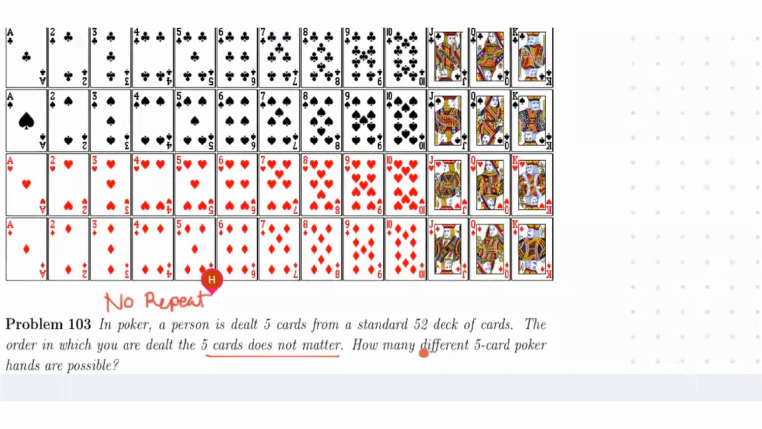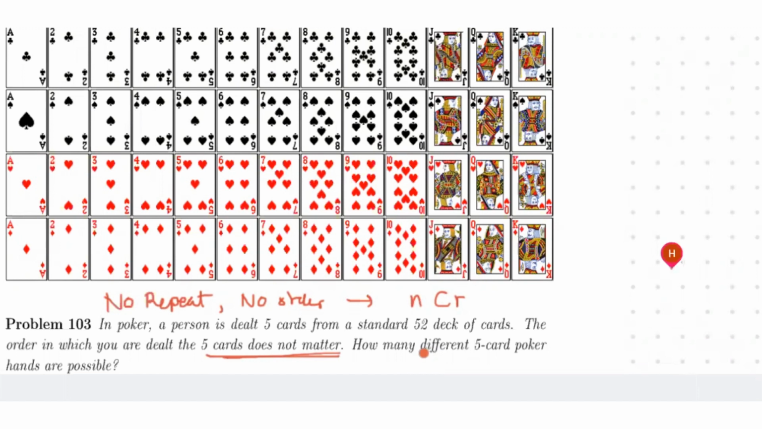Since it says order does not matter, no order. So we know this is a combination. So in a poker game, how many different 5-card poker hands are possible?